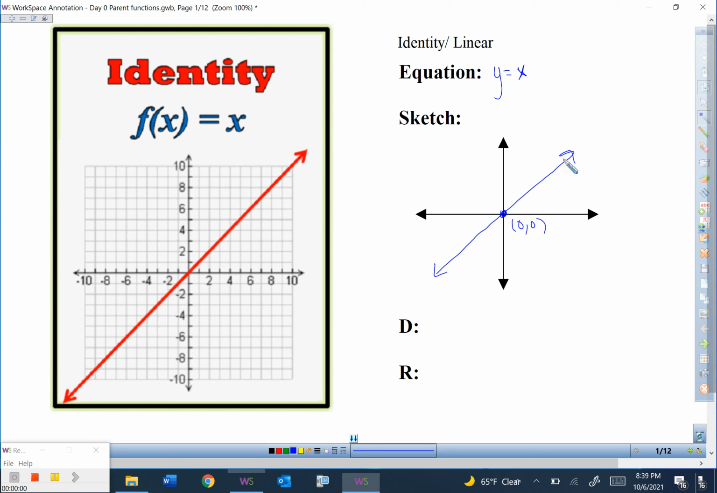From that sketch, we're going to answer questions about the domain and range. So domain left to right, all real numbers are popping up here. Same thing going on for the range from the bottom to the top, all numbers on the graph show up.